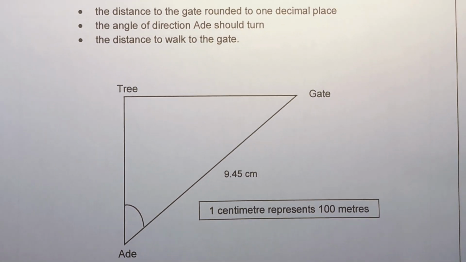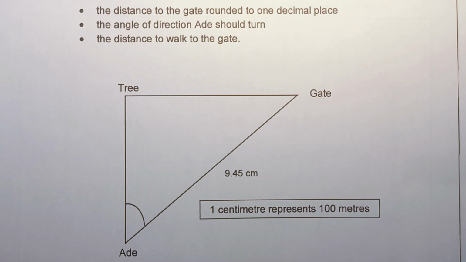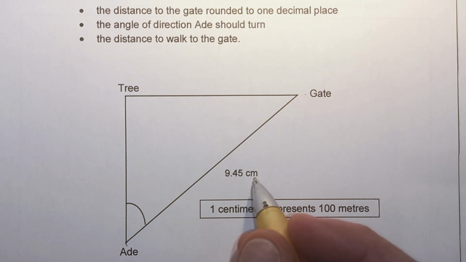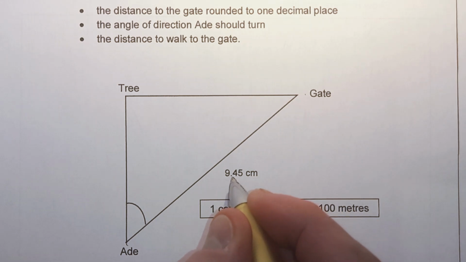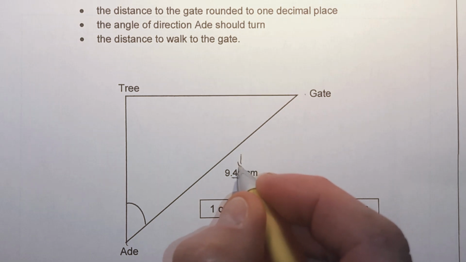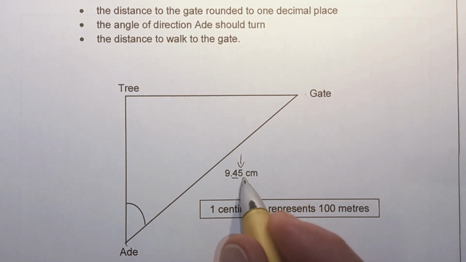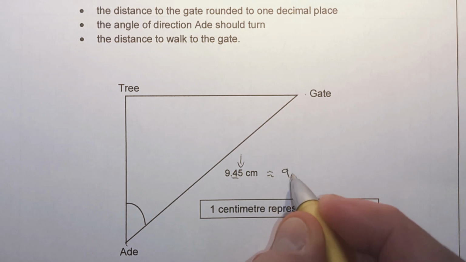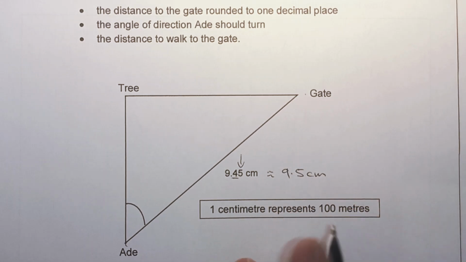Right, so we've got Aid down here. The things that it said to use were the distance to the gate rounded to 1 decimal place. Well, here's Aid, here's the gate, so 9.45. To 1 decimal place, the first decimal place would be the 4, so we look at the digit after it. Remember, if it's 5 or more, we round it up. So we're going to increase that by 1, so we round that to 9.5 centimetres. That's the first bit.